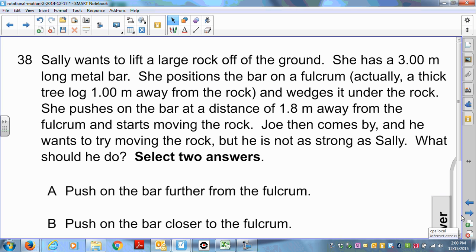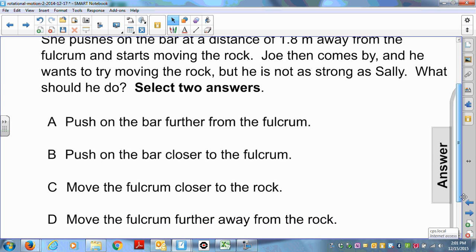Sally wants to lift a large rock off the ground. She has a 3.00 meter long metal bar. She positions the bar on a fulcrum, and again it's the thick tree log 1 meter away from the rock, and wedges it under the rock. She pushes on the bar at a distance of 1.8 meters away from the fulcrum and starts moving the rock. Joe then comes by and he wants to try moving the rock, but he is not as strong as Sally. What should he do? There are actually 2 answers that are correct. So go ahead and pause the video if you need to and select them now.